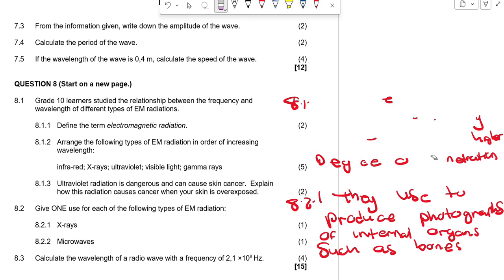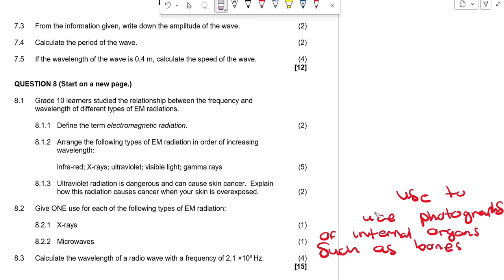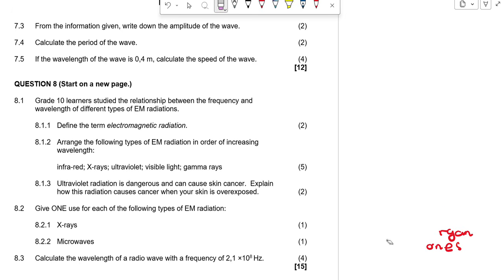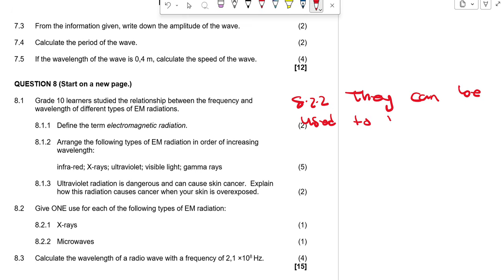And then microwave. Everyone has a microwave in his house, right? We use a microwave to do what? To heat food or cook food. That is the use of a microwave. They mean the same microwave that you have in your house. So 8.2.2, microwaves can be used to heat or cook food. That's it.